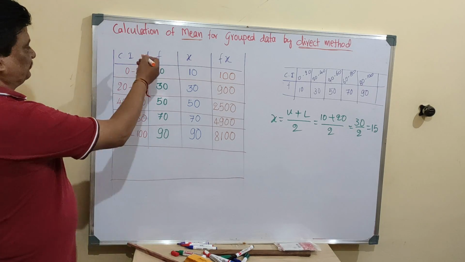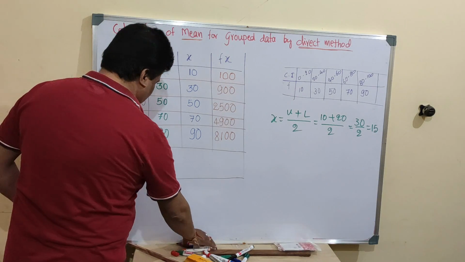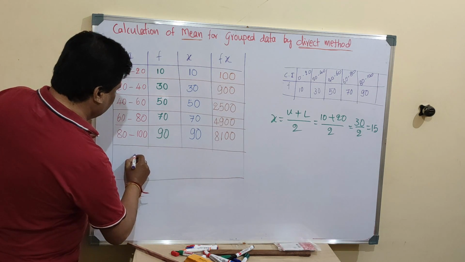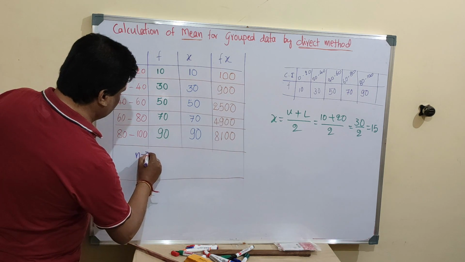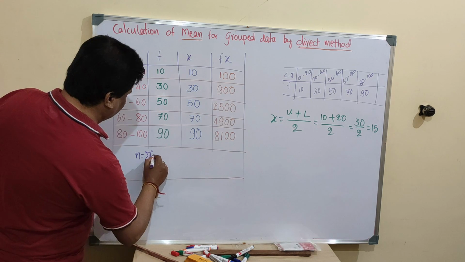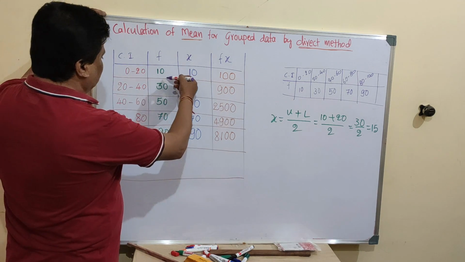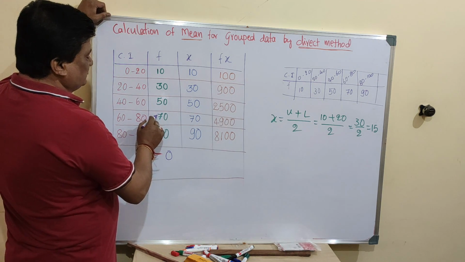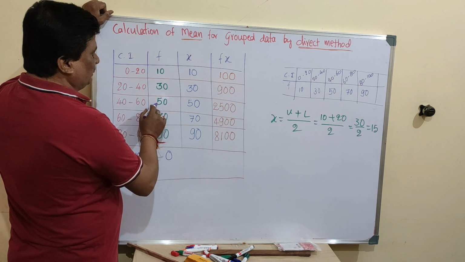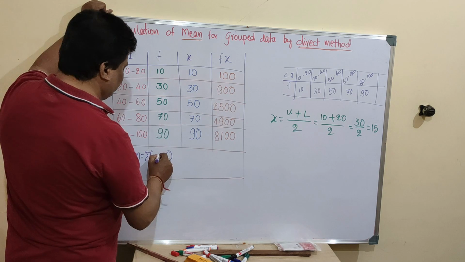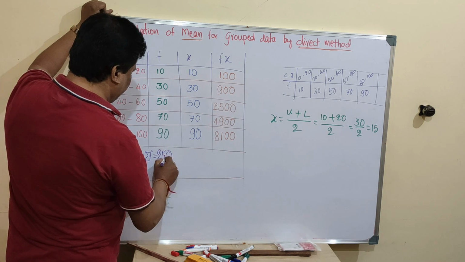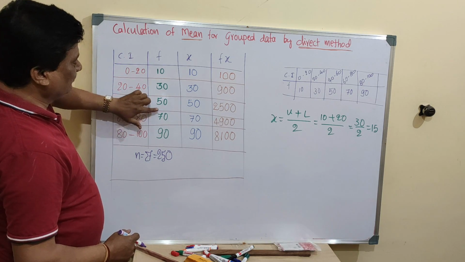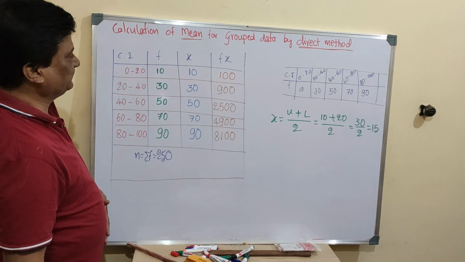Now we want to find the sum of all the frequencies, that is n, sigma f. Adding: 10, 40, 90, 160, 250. So n is 250.